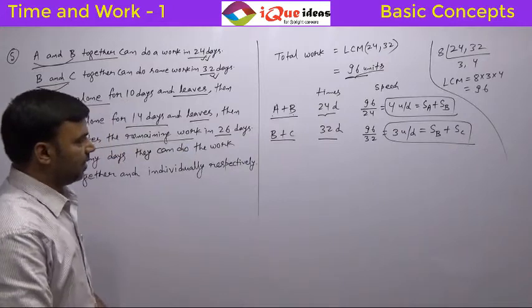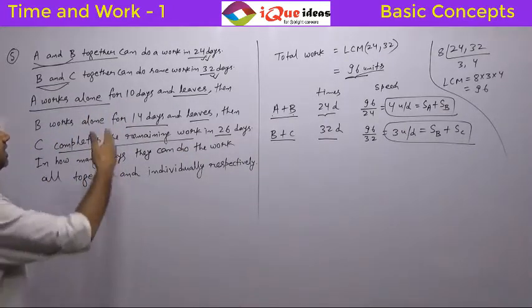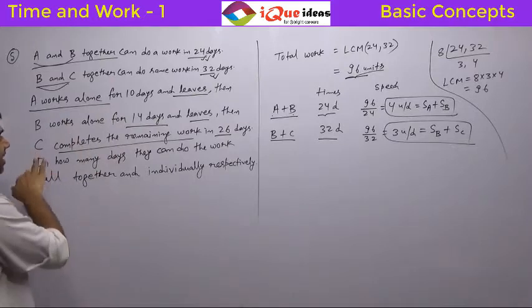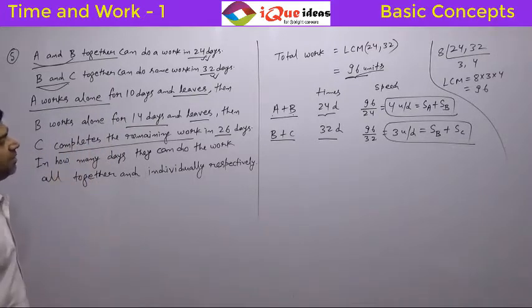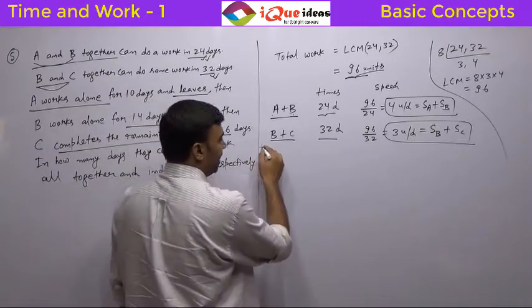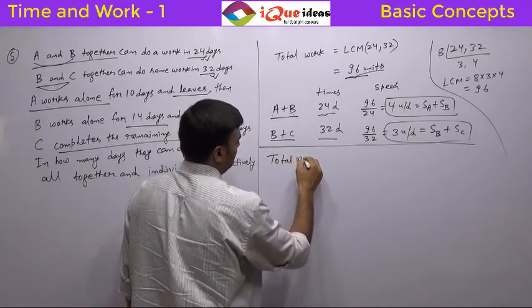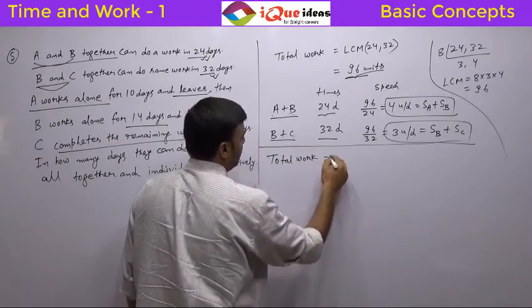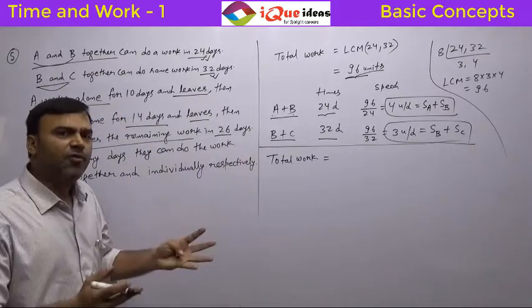Alright. Now, here it says that they are working separately. You know, A has worked for 10 days and then he leaves. Then B works alone for 14 days, then he leaves. And then C completes the remaining work in 26 days. What does it mean? The work is completed. So can I say that the total work done, total work is equal to, A has worked for 10 days. So he must have done some work in 10 days.